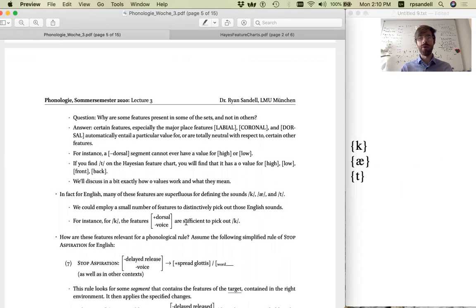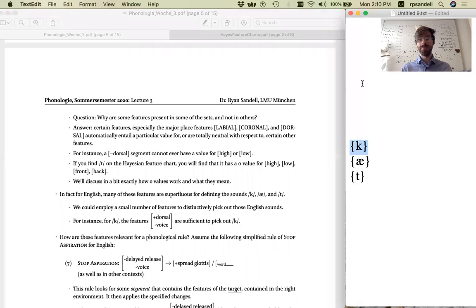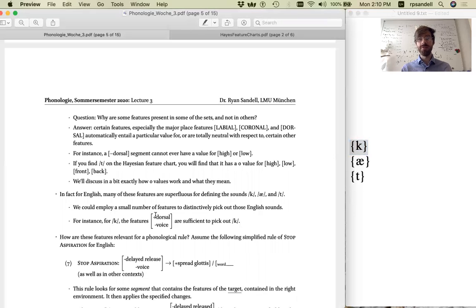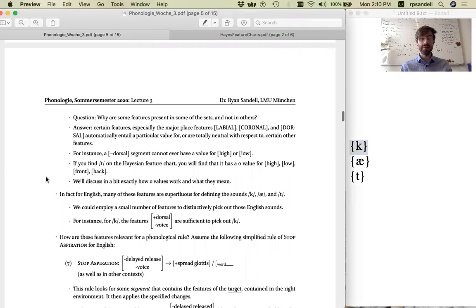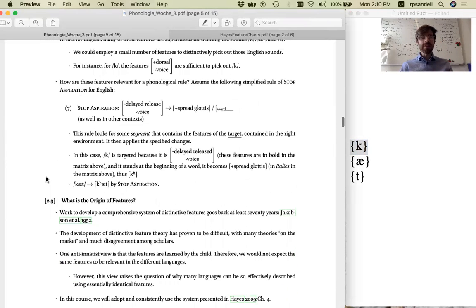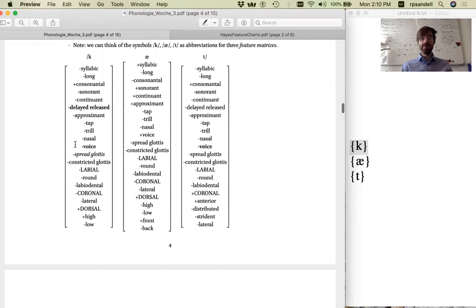So for instance, for most varieties of English, to find the stop ka, it's probably going to be sufficient to use just two features: plus dorsal and minus voice. Ka is probably the only dorsal phoneme in most varieties of English which is voiceless. So those two features would be sufficient for identifying this natural class. Let's take another example now of how the features that we see here in these matrices are relevant for the construction of phonological rules.